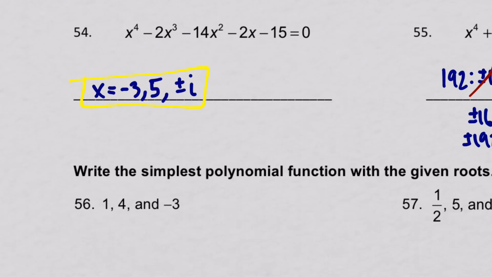You tried 1 and negative 1, it didn't work. You tried 3 and it didn't work, but when you try negative 3, it does work, okay? And then you tried 3 again, and negative 3, it didn't work. So you went to 5 and it worked again. So negative 3 and 5 are the two that work that you got from synthetic division. And then what was left over was simply x squared plus 1, which gave you x equals plus or minus i.